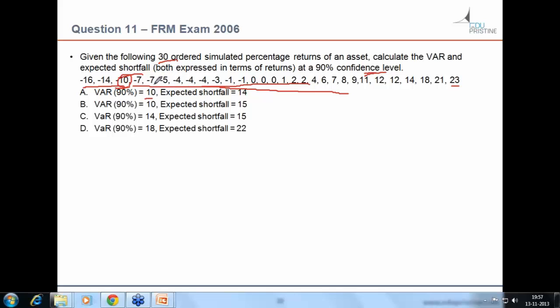Expected shortfall is nothing but the average of the values that fall below VAR, and that is 16 plus 14 divided by 2. Okay, so you get a value of 15. So the expected shortfall is 15. The VAR is 10%.